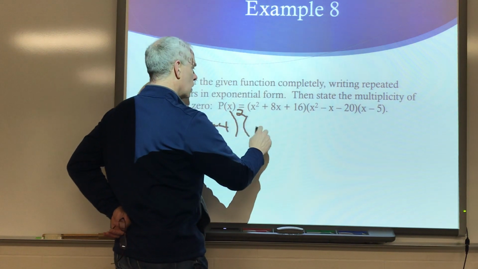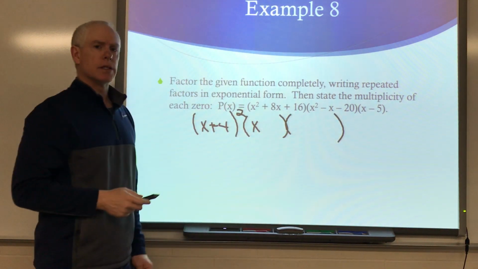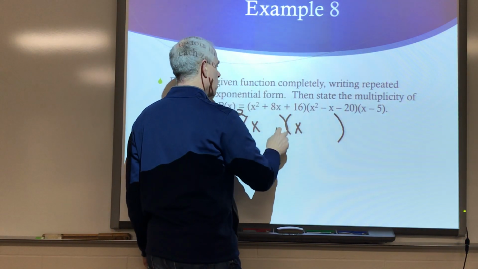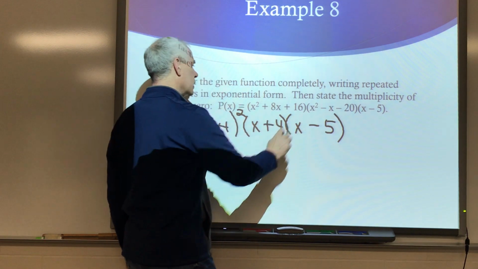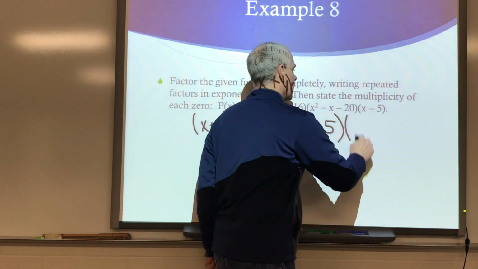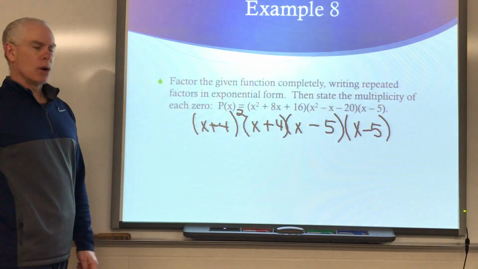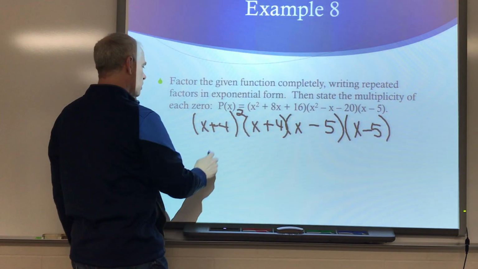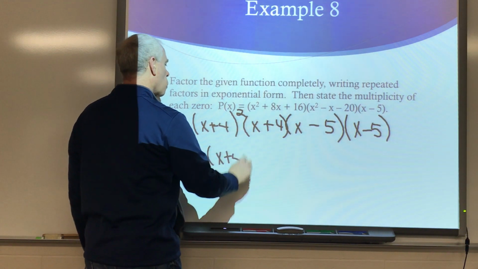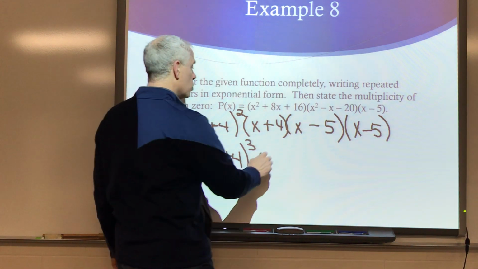This term, what numbers multiply to 20 and subtract to 1? 4 and 5. I need a negative 1, so we're going to go like this. And then I've got an x minus 5. So I've got a lot of the same terms up here. It looks like I've got x plus 4 twice, 3 times. So I'm going to go x plus 4 to the 3rd power. And then I've got x minus 5 listed twice.